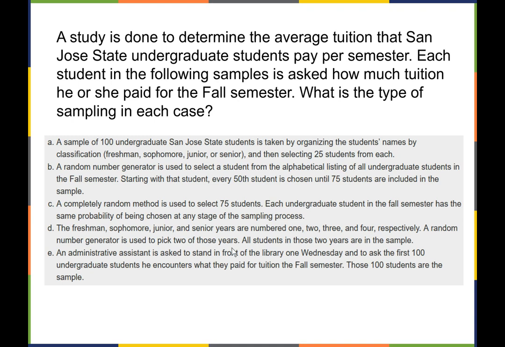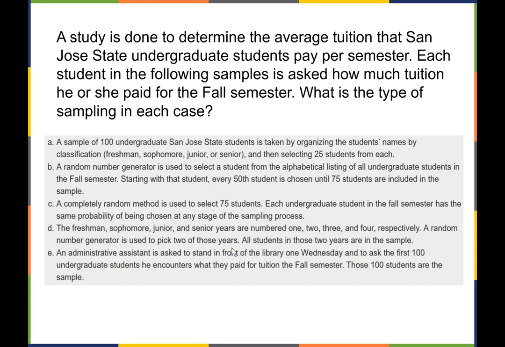D, the freshman, sophomore, junior, and senior years are numbered 1, 2, 3, and 4 respectively. A random number generator is used to pick 2 students of those years. All students in those 2 years are in the sample. Well, this is actually cluster sampling because we clustered them into their groups 1, 2, 3, and 4.